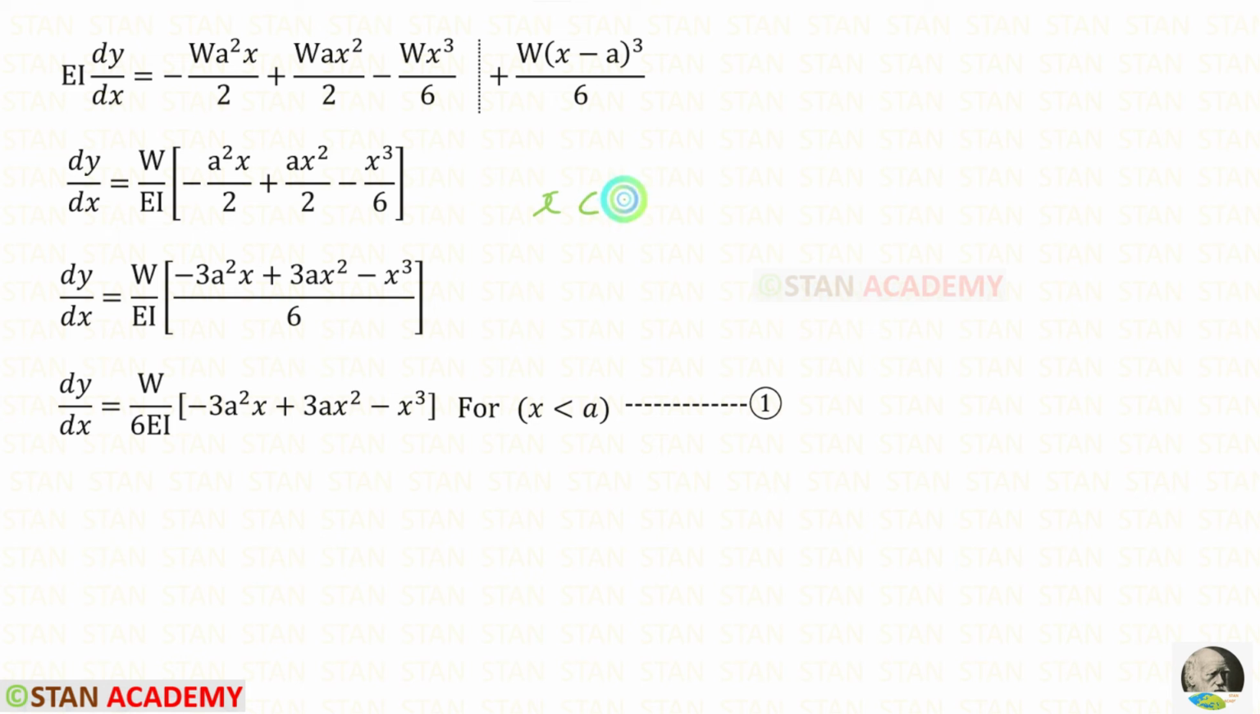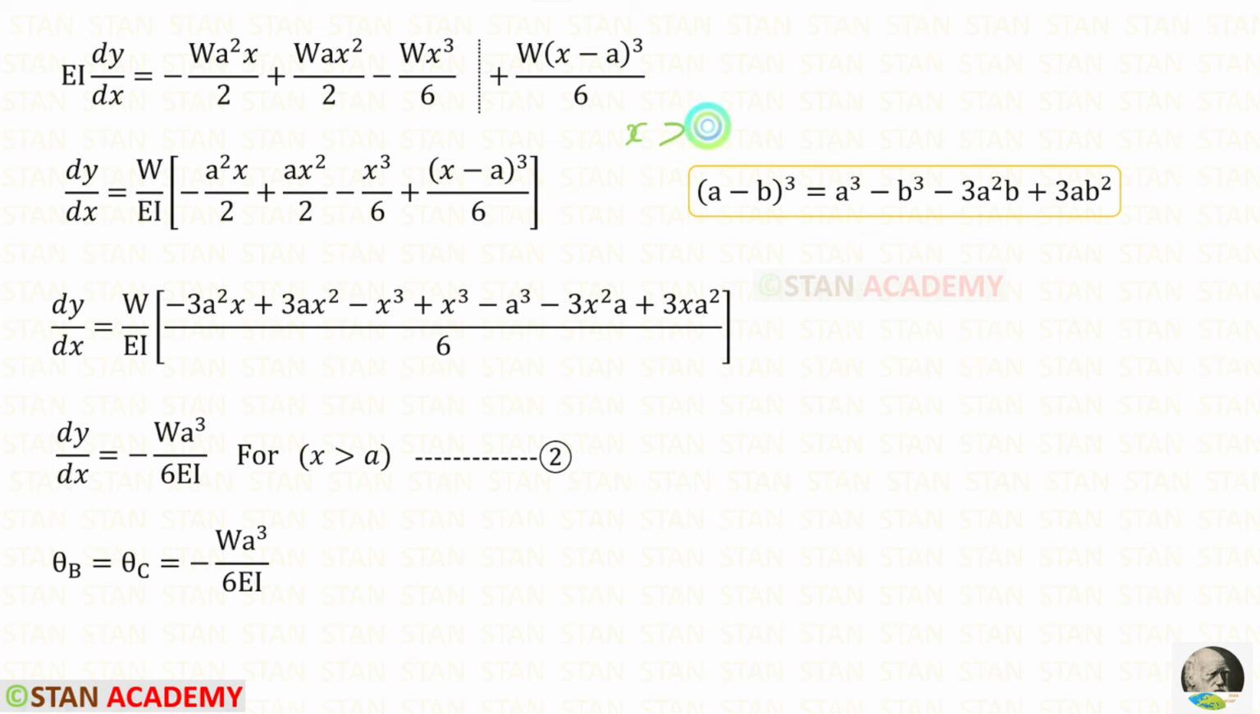For x less than a, we should not consider this. We have to only take these three terms. We can take EI on the other side. We can take W outside. Here we can take LCM. We can keep 6 as the LCM. When x is less than a, to find the slope, we can use this equation. Let us keep this equation as number 1.